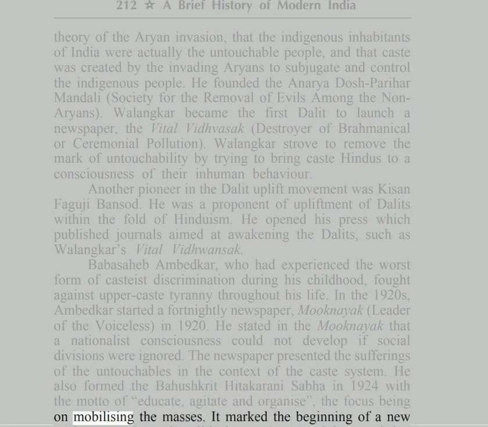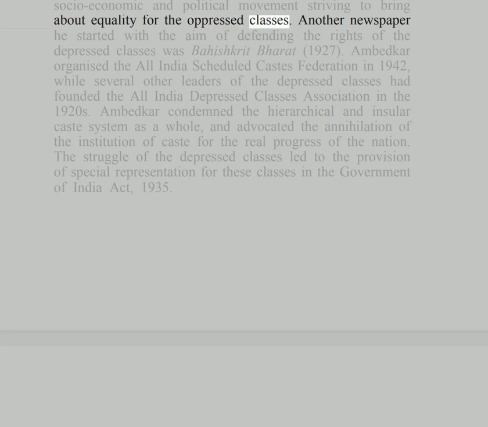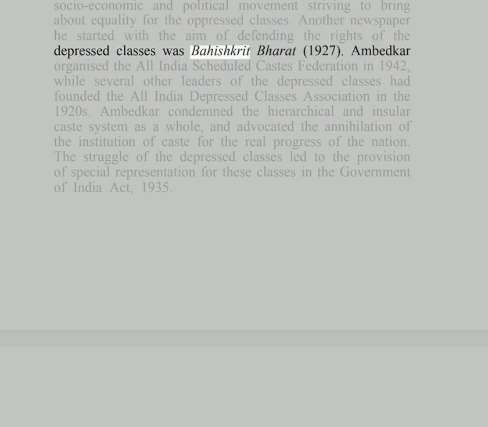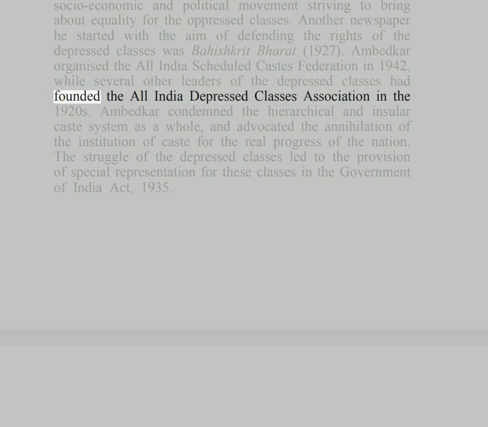He also formed the Bahishkrit Hitakarini Sabha in 1924 with the motto of educate, agitate and organize, the focus being on mobilizing the masses. It marked the beginning of a new socio-economic and political movement striving to bring about equality for the oppressed classes. Another newspaper he started with the aim of defending the rights of the depressed classes was Bahishkrit Bharat, 1927. Ambedkar organized the All India Scheduled Castes Federation in 1942, while several other leaders of the depressed classes had founded the All India Depressed Classes Association in the 1920s.